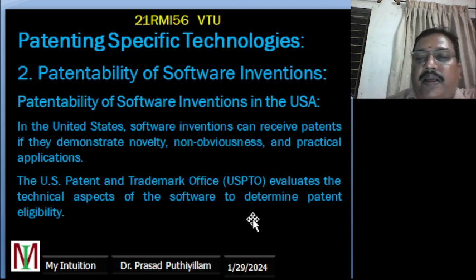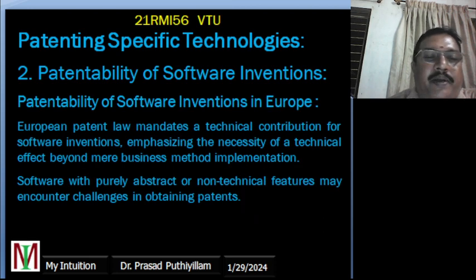Now, patentability of software inventions in Europe, when we compare: European patent law mandates a technical contribution for software inventions, emphasizing the necessity of a technical effect beyond mere business method implementation. Software with purely abstract or non-technical features may encounter challenges in obtaining patents. You should have some application, which is mainly set by Europe.